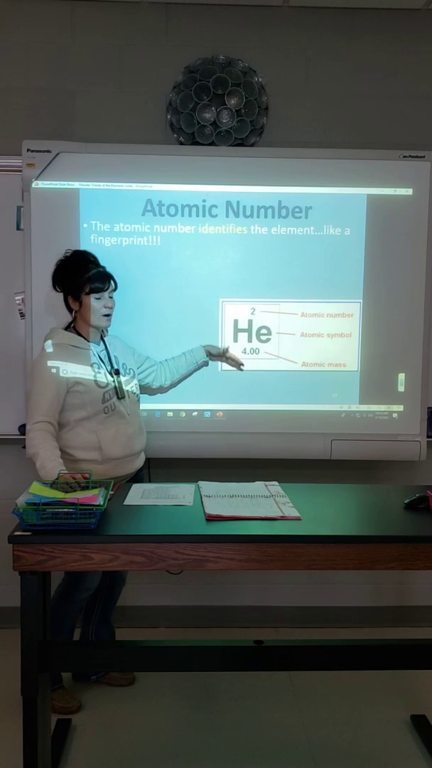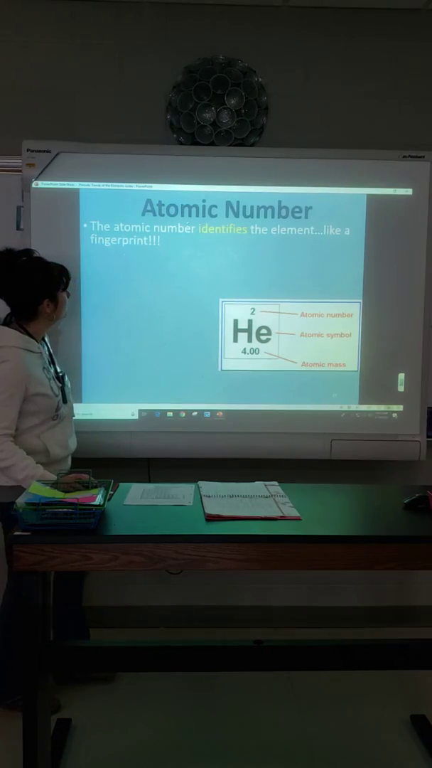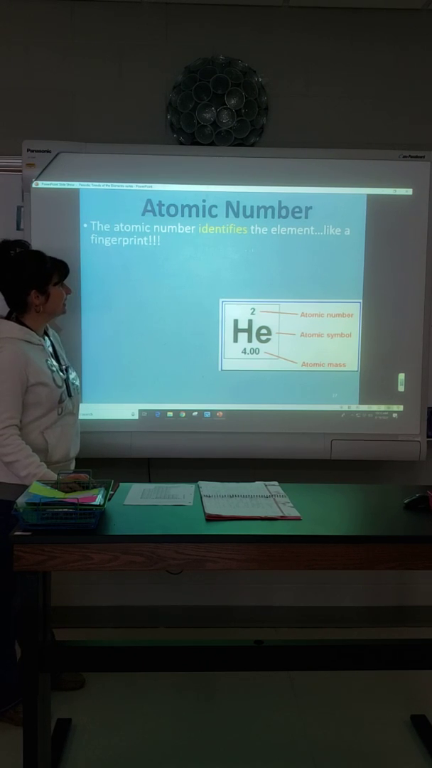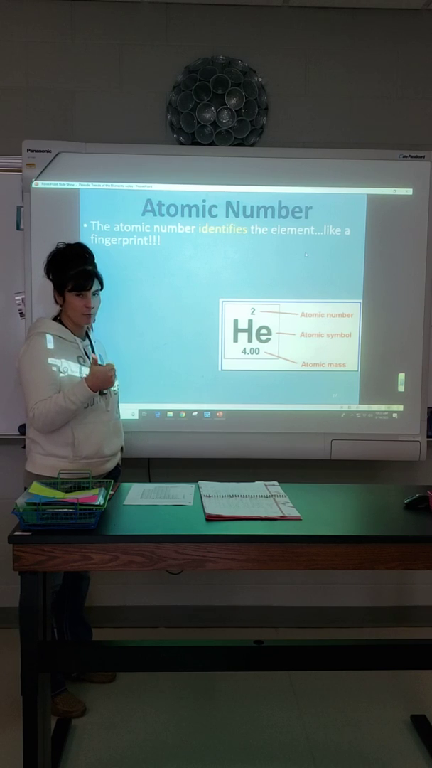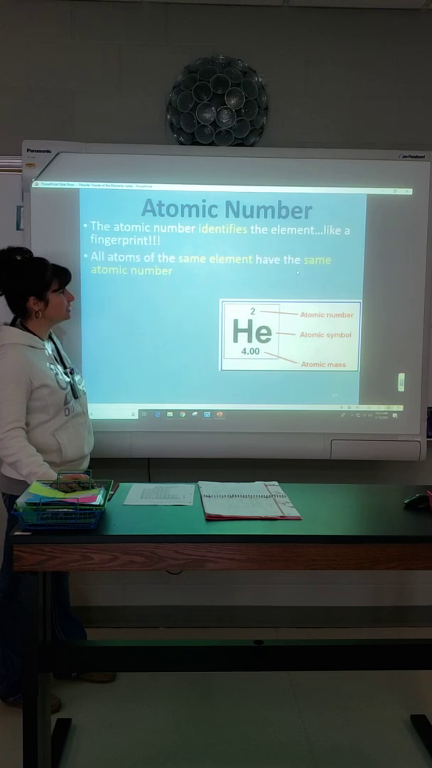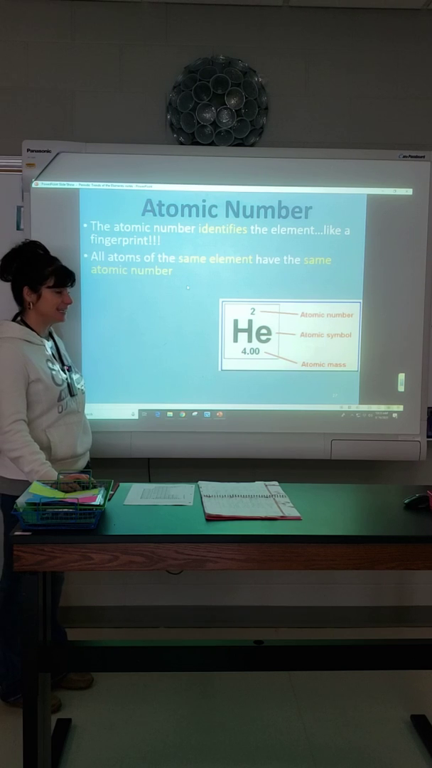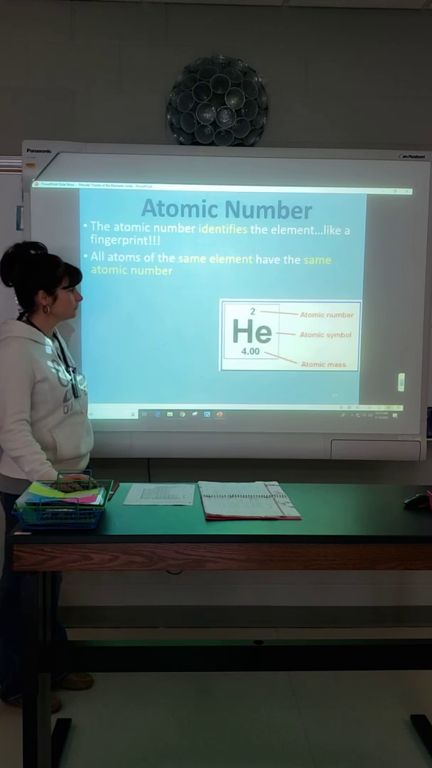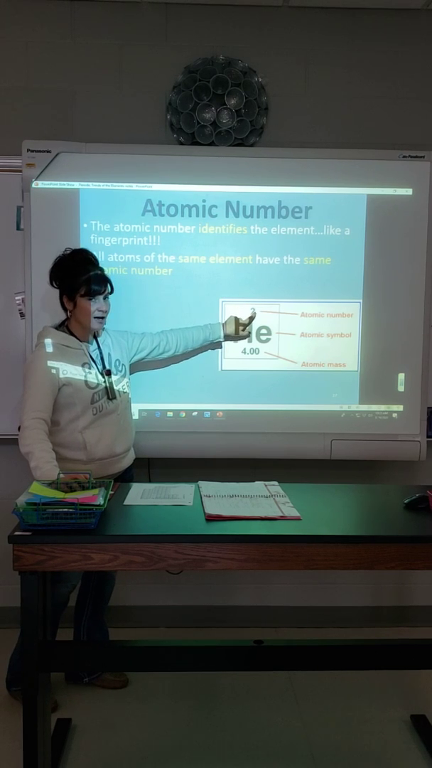You can't memorize where on that little square these certain numbers are going to be, okay? So the atomic number identifies the element just like a fingerprint. We all have a fingerprint and that identifies us. It's unique to us, all right? And so the atomic number is also unique to the element. All atoms of the same element have the same atomic number, okay? So all heliums will have a number 2. If it's not a number 2, it's not helium.